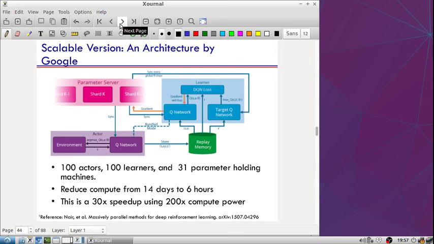Basically, previously, for each game they had to train 14 days straight on whatever hardware they had, and they did some parallelization to move it to 6 hours per game. Okay, so that's more software engineering actually.